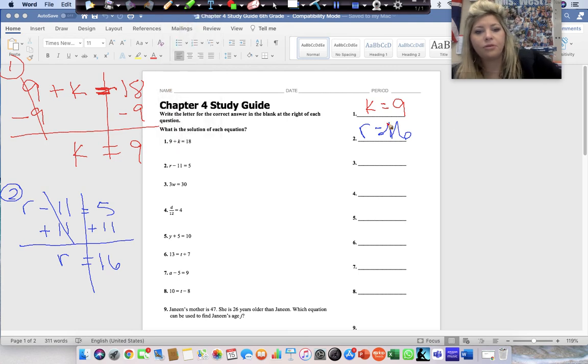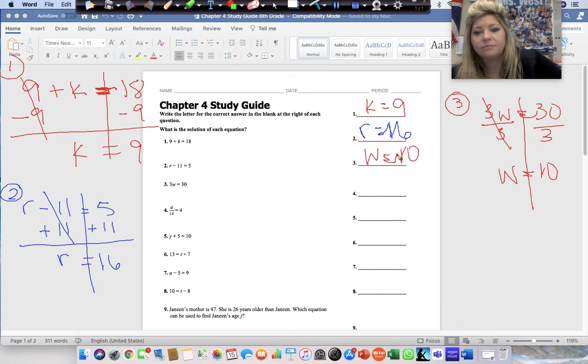Okay, number 3 says 3w equals 30. Whenever a letter is next to a number, that means multiply. So we have to do the opposite of that and divide. So right now, w is being multiplied by 3. So the opposite of multiplying by 3 is dividing by 3. So we want to divide both sides by 3. 3 divided by 3 cancels because 3 divided by 3 is 1. And 1 times w is just w. And 30 divided by 3 gives us 10. So our answer is w equals 10.